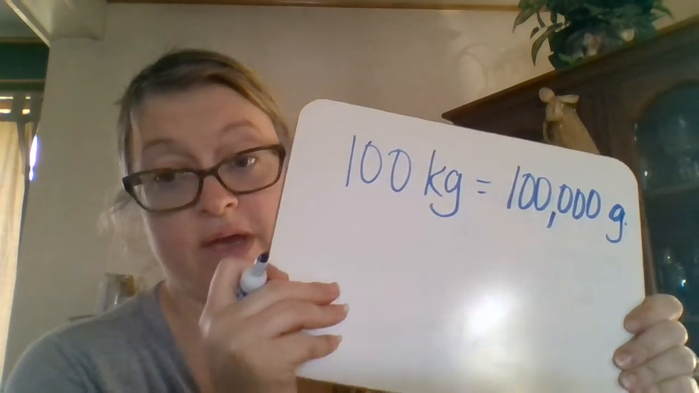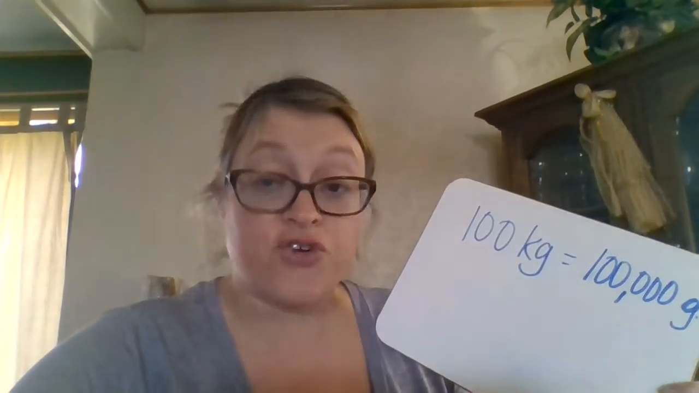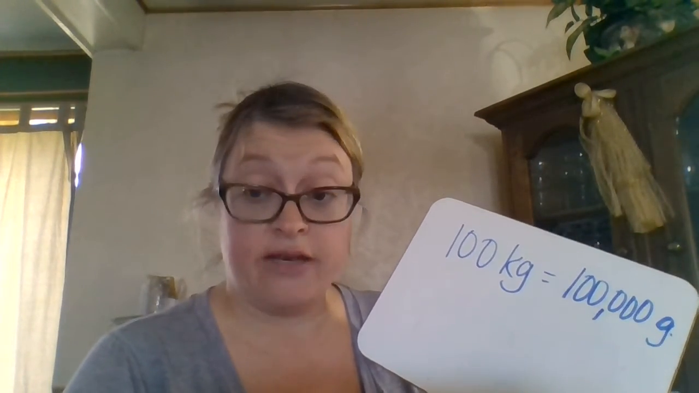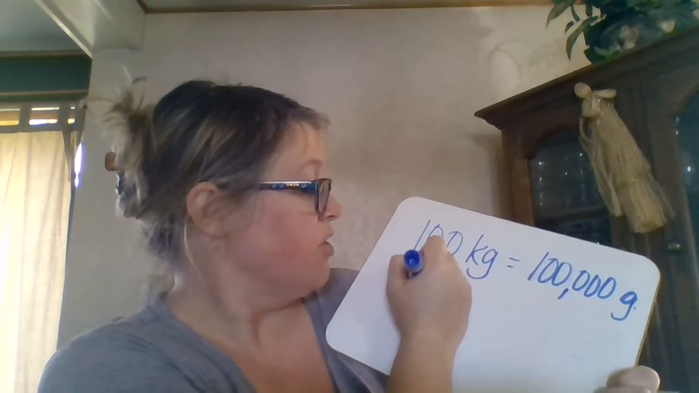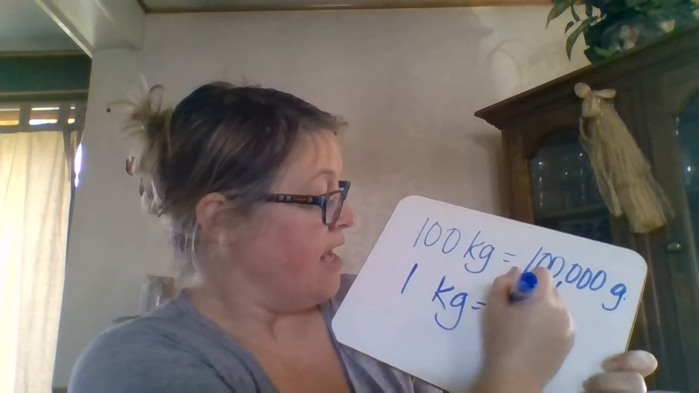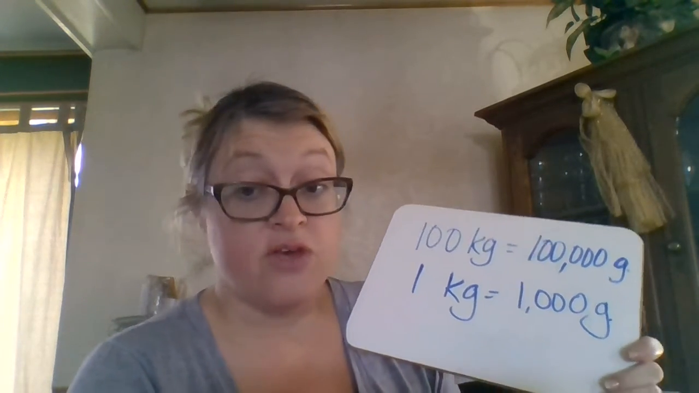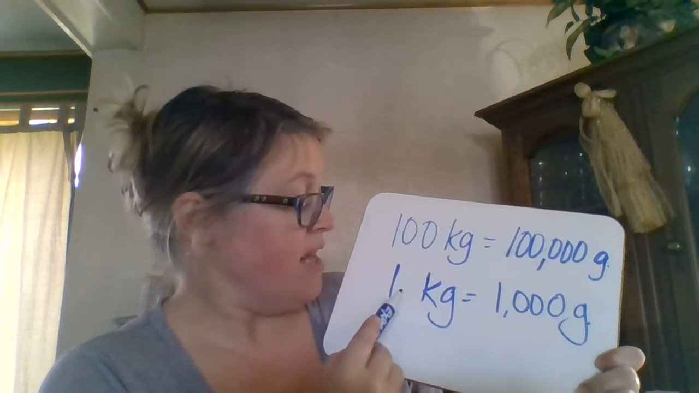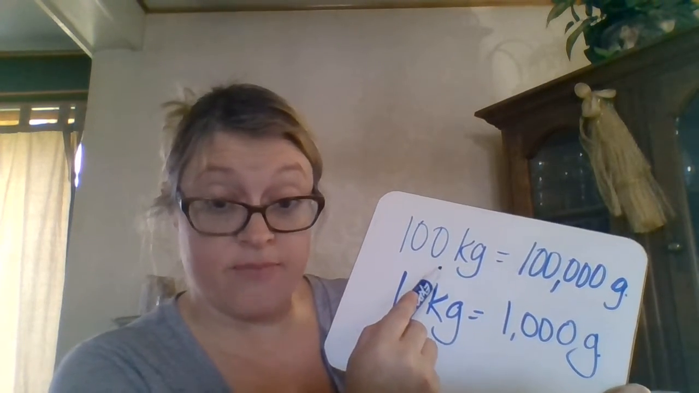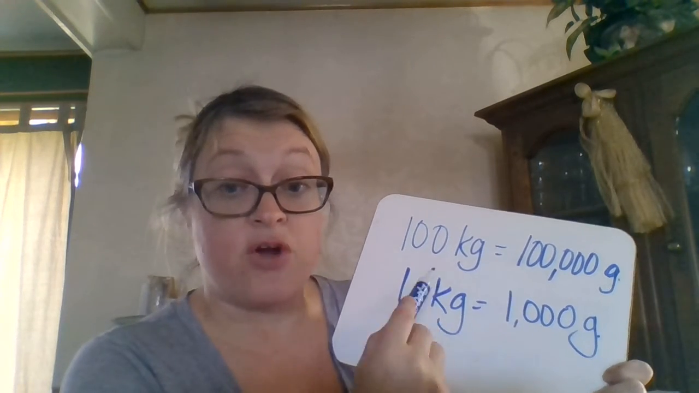Okay, true or false? 100 kilograms is equal to 100,000 grams. Okay, so I know it's been a while, but remember when we're talking about metrics, we're talking about units of 10. Okay, so 1 kilogram is equal to 1,000 grams. Okay, so if we were to instead have 100 kilograms, would this be correct?